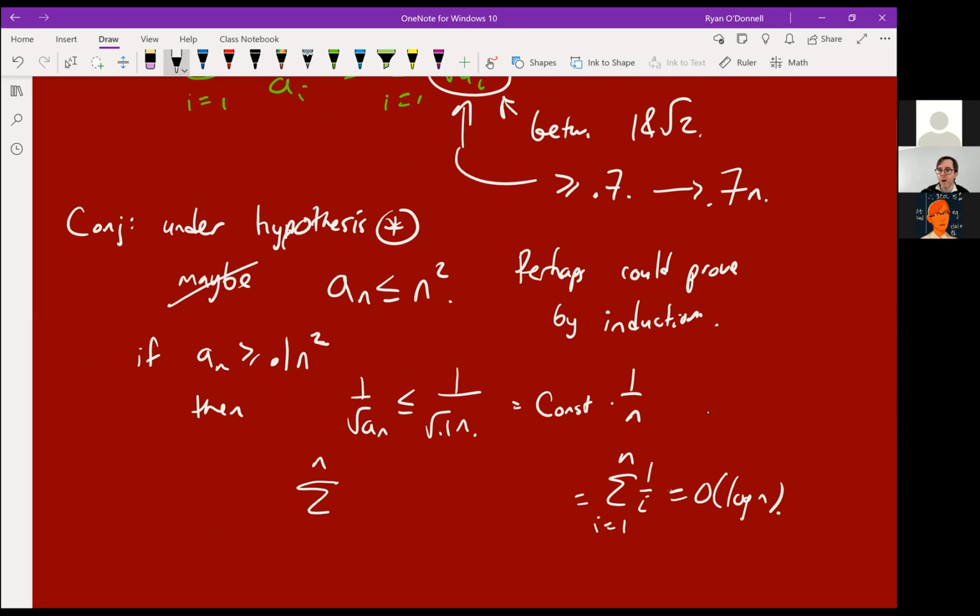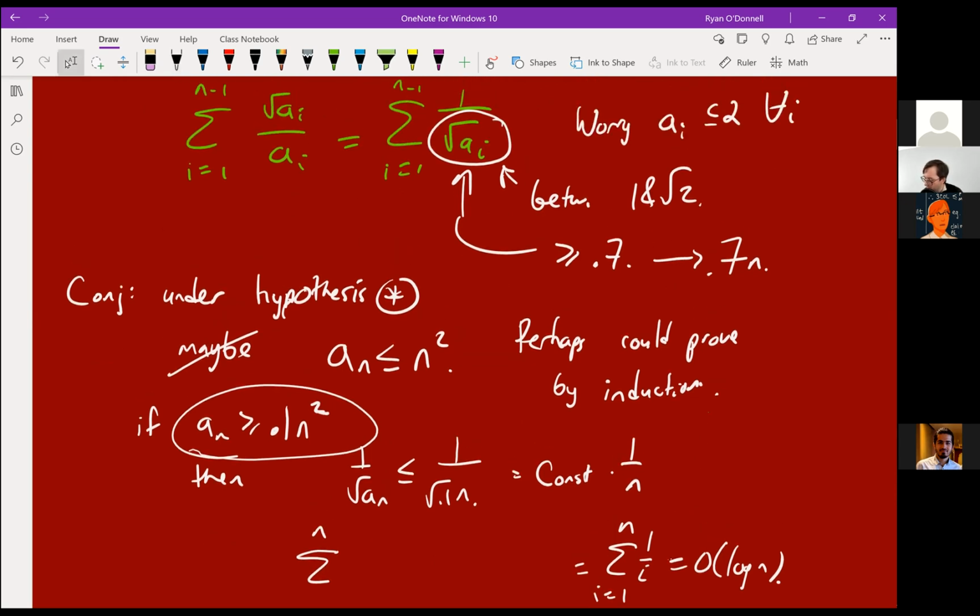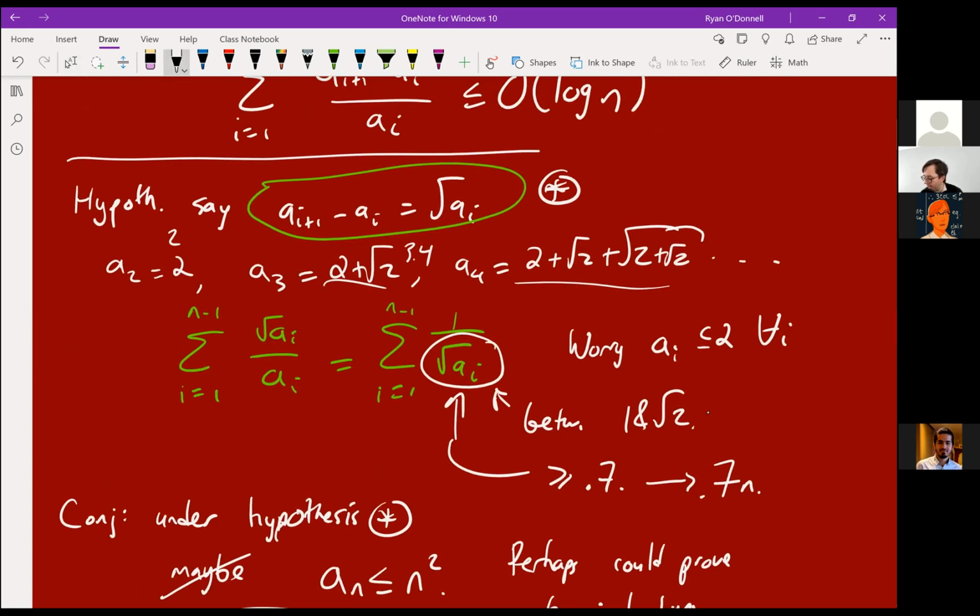So maybe we were trying to do it the wrong way. Maybe we wanted to show that a_n is at least this, which also seemed true, right? It did seem to be growing quadratically, maybe with a smaller constant. Perhaps we could try to prove that too. Although, it's funny, because this kind of messes up your intuition. This is all under the hypothesis that the inequality was exact, because there was some feeling that this would be the worst case. But this messes with that intuition, because we saw here we got sad if a_i was too small.